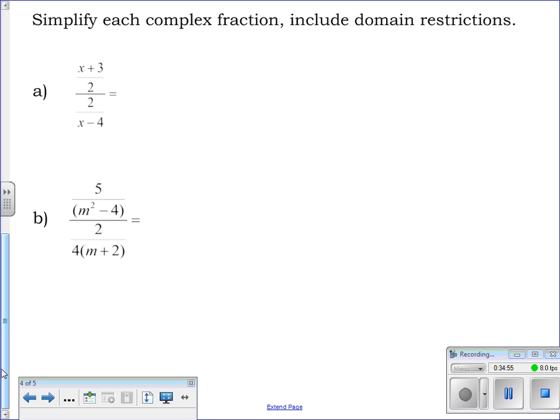So, what will make 2 equal 0? Nothing. There's nothing to do to 2. But what about x minus 4? What makes x minus 4 equal 0? Positive 4. So x cannot be positive 4.